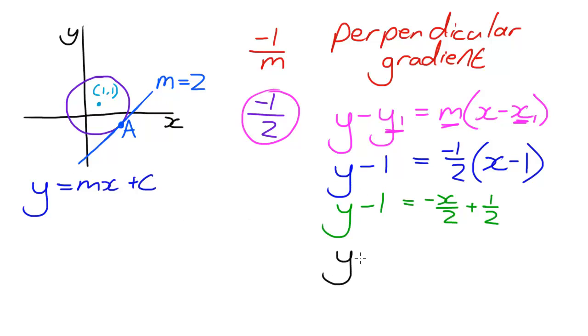So we can say that y is equal to minus x over 2, or minus a half of x. They're the same thing. And then plus a half plus another 1 is going to be plus 3 over 2 or plus 1.5, whichever you prefer. Both are equally valid. So that is the equation of the line that goes through the point A and through the center of our circle.